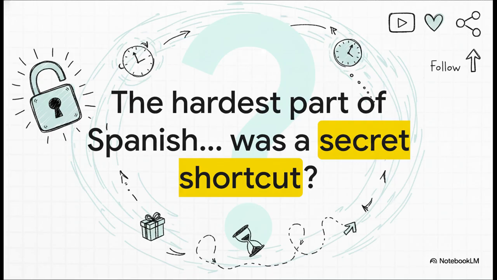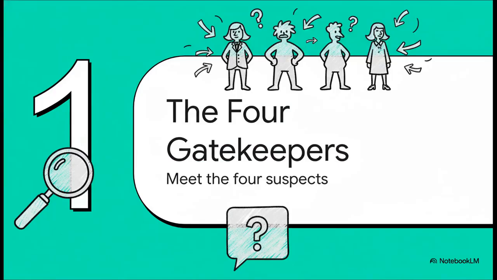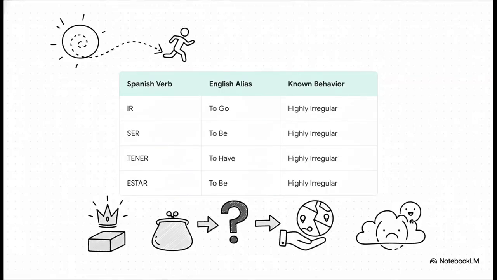All right, the investigation begins now. So our investigation starts with 4 main suspects. You see them in almost every single Spanish conversation, and their behavior is, let's say, notoriously unpredictable. Here they are: ir, ser, tener, and estar.